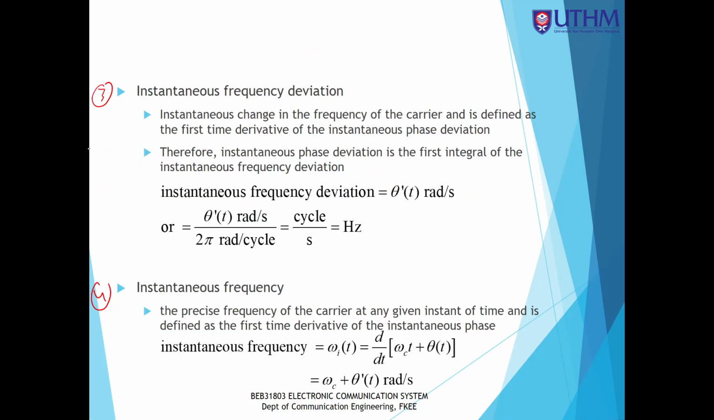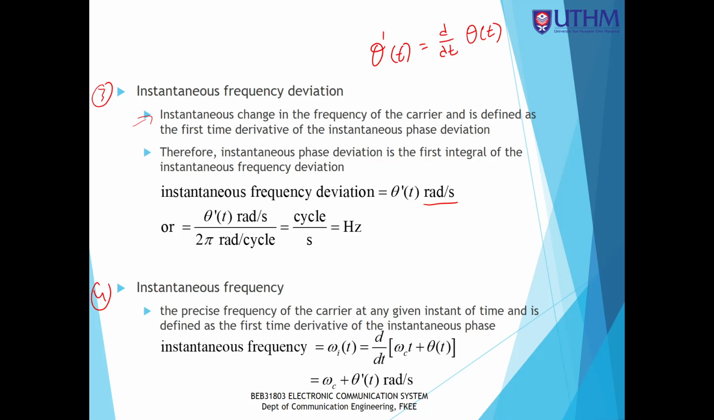Okay, so the third parameter is what we call the instantaneous frequency deviation, theta prime t. Theta prime t is the derivative d over dt of theta t. So pembezaan kepada theta t, you will get theta prime t. The unit is radian per second. It is defined as the instantaneous change, kadar perubahan, so the instantaneous change of frequency.